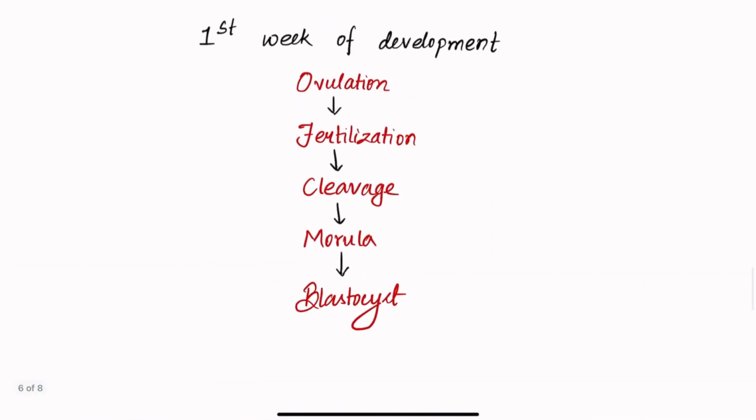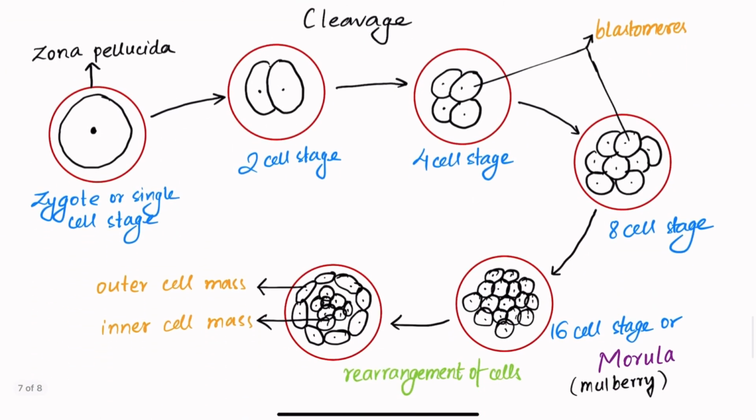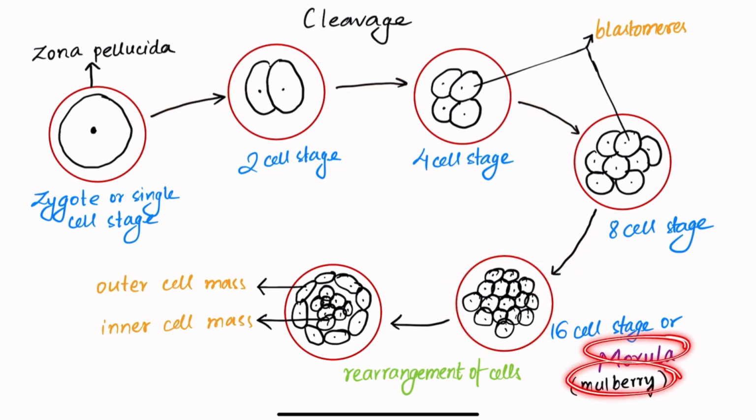So the first week of development includes the ovulation of secondary oocyte, the fertilization of definitive egg by sperm for the formation of zygote, the mitotic cell division of zygote, the formation of morula, and then finally the formation of blastocyst. The first week of development ends with the formation of blastocyst. After fertilization has taken place, the formation of zygote takes place, which goes through multiple mitotic cell divisions to form morula, which is a 16 cell stage. It is called morula because it looks like a mulberry.